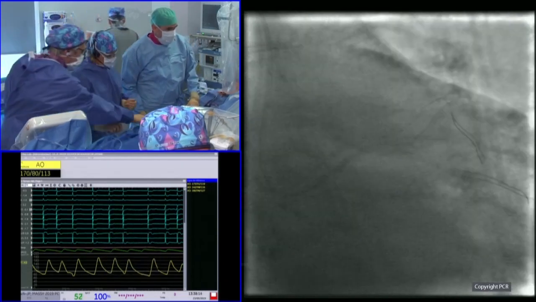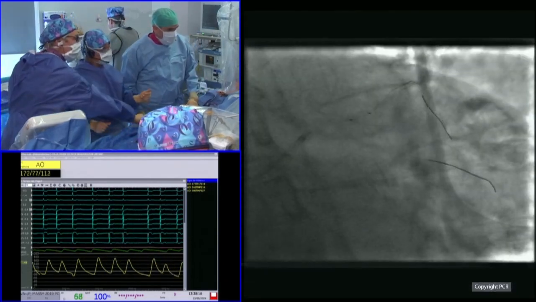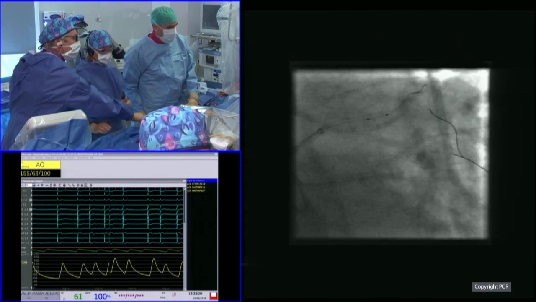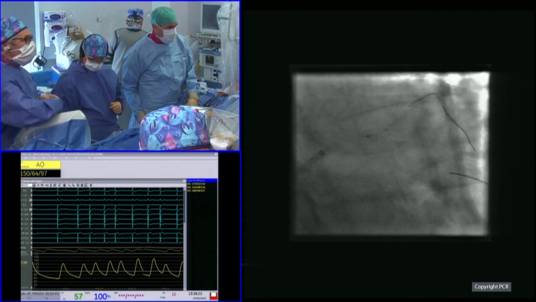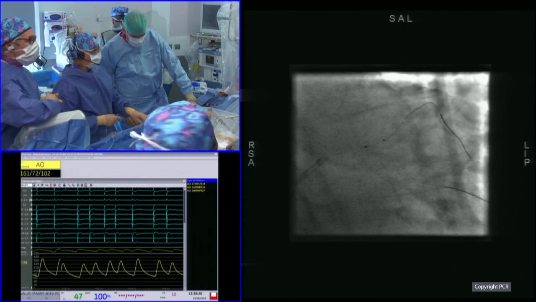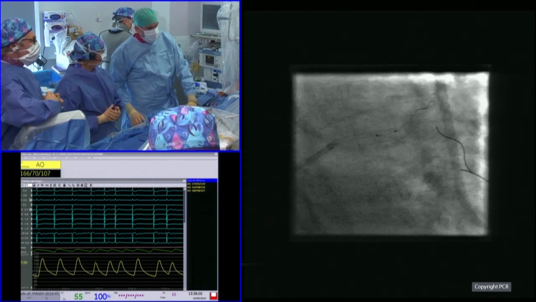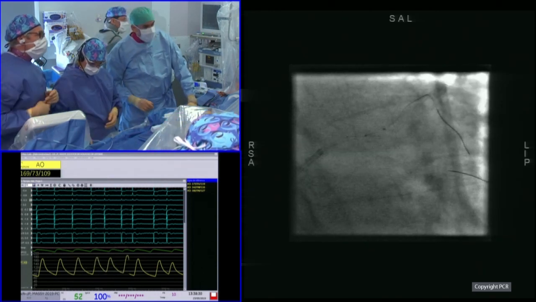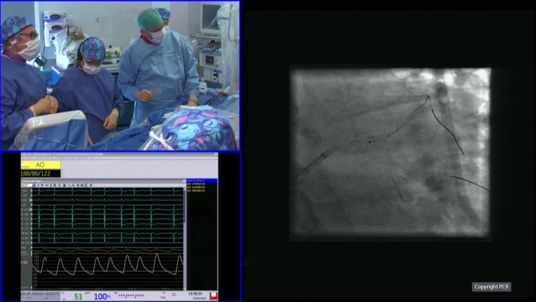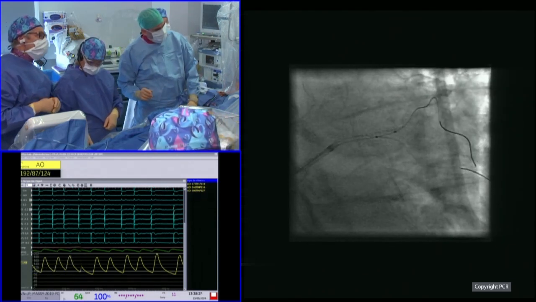So is this patient already taking aspirin and a P2Y12 inhibitor, or would you rather load the patient after the procedure? He's already on top of DAPT. Okay, thank you. So we'll do the stent vis. It's a good way to check that the optimization is okay.